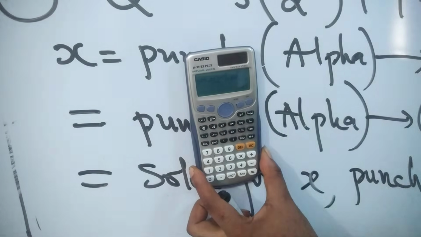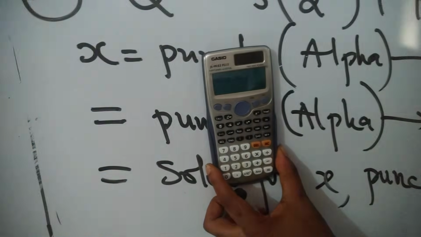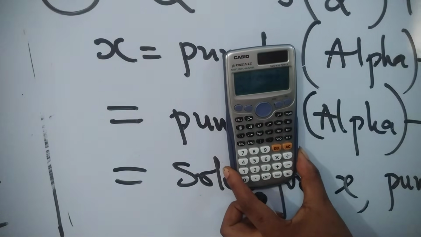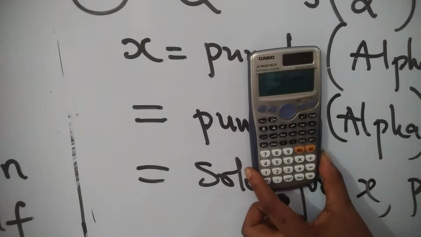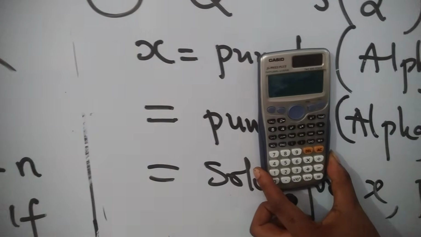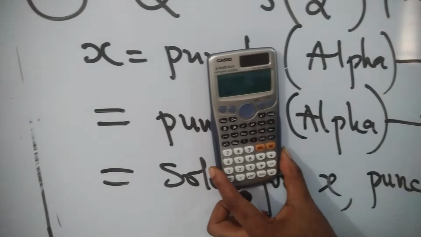What do we do next? Watch. You now punch shift and CALC. Are you with me now? It says solve for x. I will now punch equal to. Oh my goodness, can you see that 2 answers have appeared? 0 and 0. Then you pick the upper one, which is 0. So one of the answers there is 0.